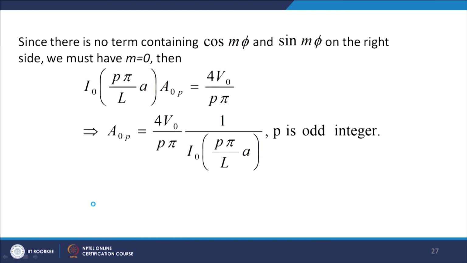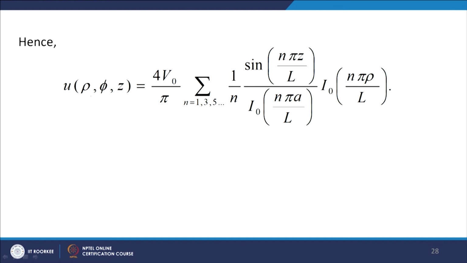So, we have I naught p pi over l a 0 p equal to 4 b naught over p pi, and this gives us the value of a 0 p. A 0 p equal to 4 b naught over p pi into 1 over I naught p pi over l a. P is an odd integer, and this leads us to the solution u rho phi z equal to 4 b naught over pi, where n runs over odd integral values, into 1 by n sin n pi z over l into I naught n pi rho over l divided by I naught n pi a over l.